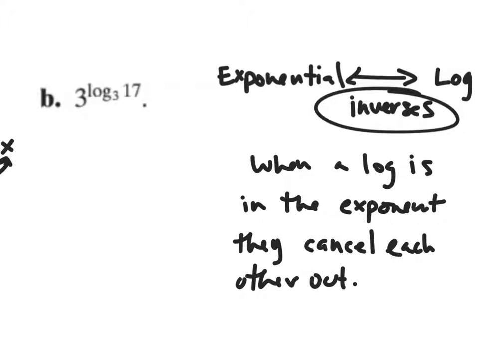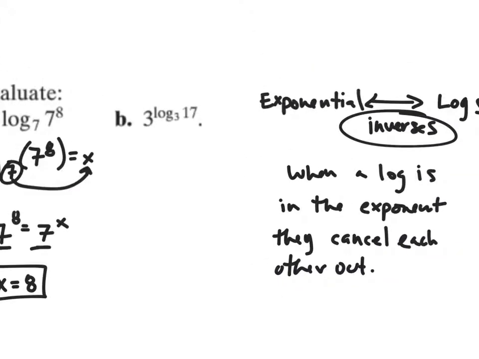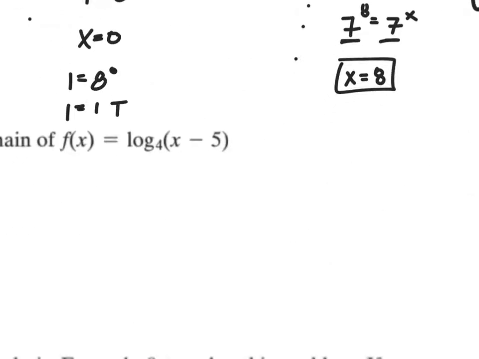All right, so what you're left with, given this situation here, and you have to make sure that your bases are the same, is 3 to the log base 3 of 17 power. Boom, that goes away. All you're left with then is 17. If you remember that these are inverses of each other, they undo each other, and you're just left with what's inside, which is 17. Okay, let's take a look at the next part.